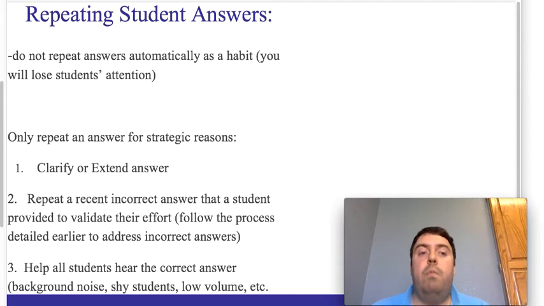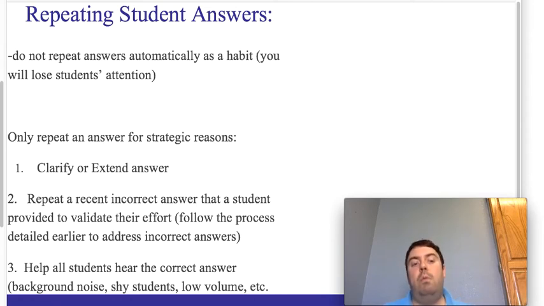You should not repeat answers as a general practice. It shouldn't just be a habit, because that can be boring and students will start to tone you out because they know you're just going to repeat the answer for the first 20 seconds before you get to another question or another answer. So instead, you should only repeat the answer for a specific purpose.